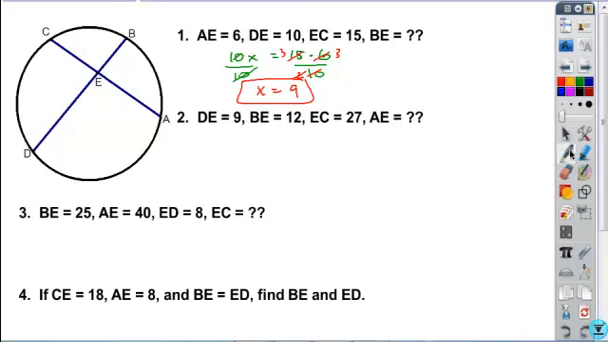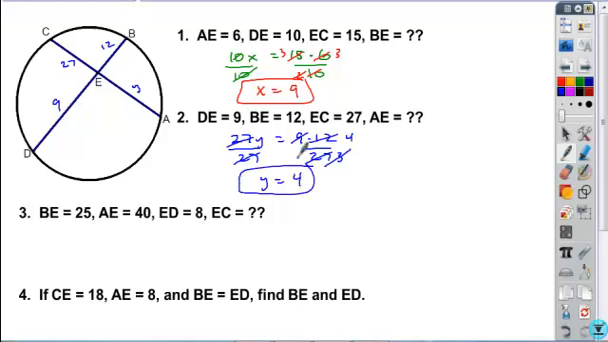All right, if we look at this second example, we have DE is 9, BE is 12, EC is 27, and AE, I'll call this Y. If that's the piece that we're looking for, the product 27 times Y has to equal the product 9 times 12. If we divide by 27, again, rather than trying to multiply through, just cancel. 9 goes into 27 3 times, 3 goes into 12 4 times, so you get your answer, Y is equal to 4.